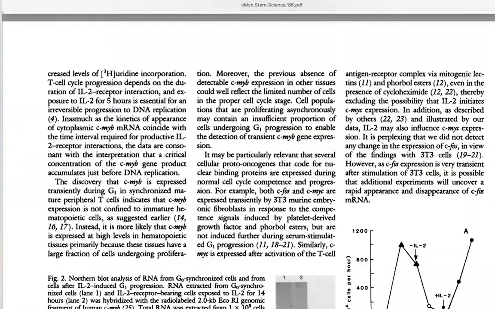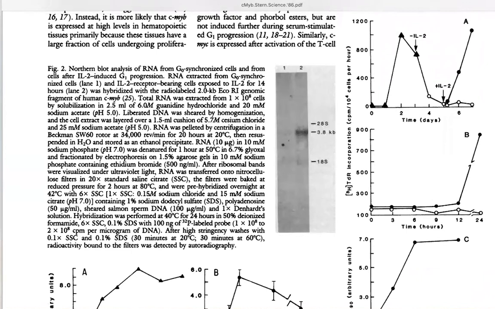And we went on then to look at, in figure two, Northern blots. We looked for a bunch of different oncogenes. This is time zero, and this is c-myb, which had a characteristic size of 3.8 kb, and this is 14 hours after the addition of IL-2. So it was clear that there was an expression of c-myb that correlated with the progression phase and interleukin-2 activity.